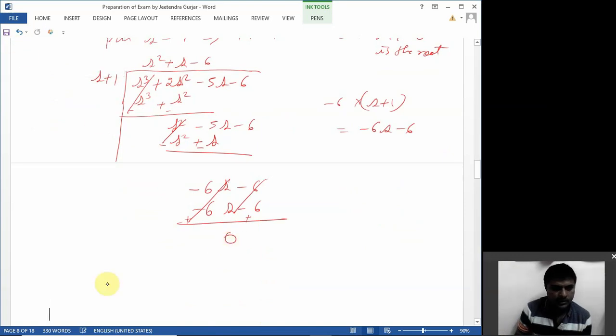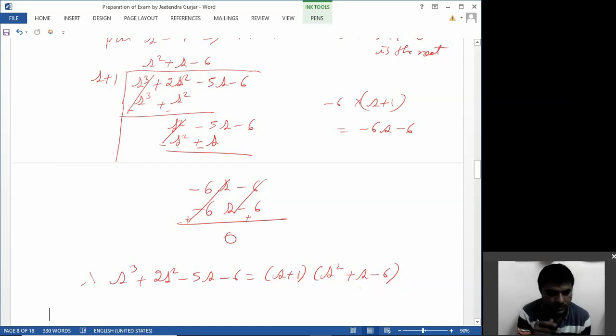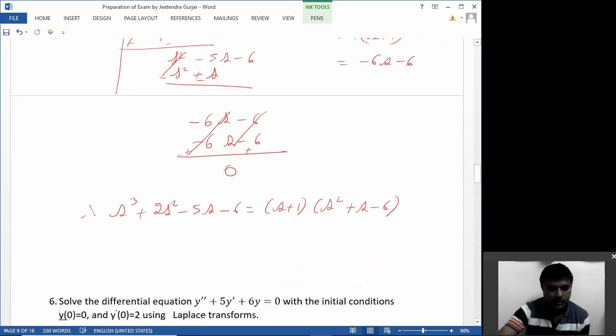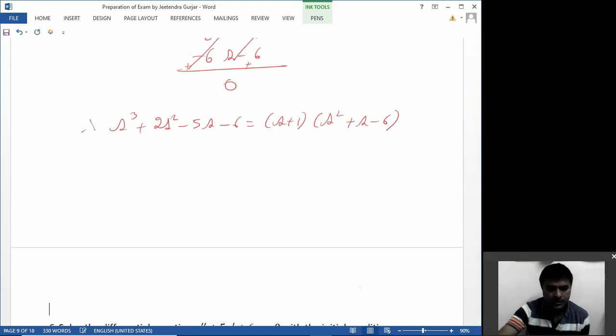This means that s cube plus 2s square minus 5s minus 6 is equal to s plus 1 times s square plus s minus 6. This is done in the 10th standard. This is also known as simultaneous equations, or synthetic equations, what we say. So these are the roots of the equation. Don't worry, we'll simplify this quickly. We'll simplify this very easily, students.